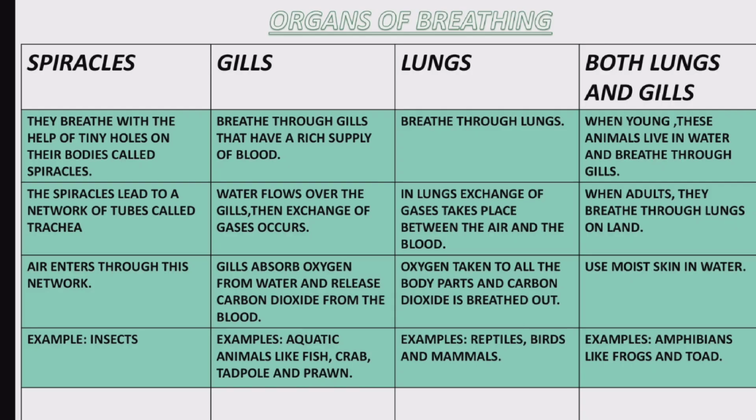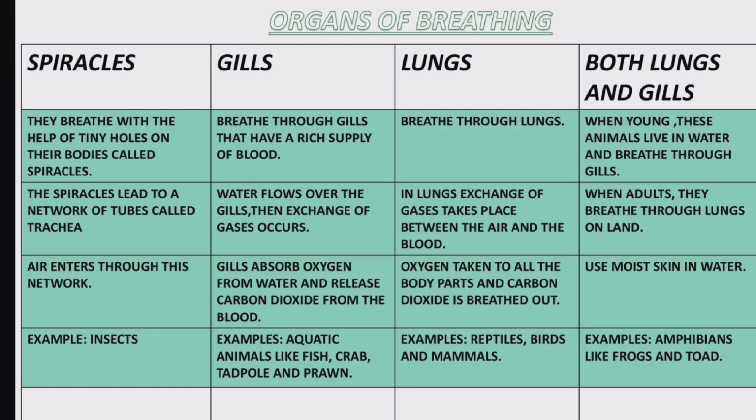Now, organs of breathing. I have divided the organs of breathing into four categories: one, spiracles; two, gills; three, lungs; and fourth, both lungs and gills. Insects use spiracles that consist of tiny holes. Air enters through this network, and fish, crab, tadpole, and prawn use gills, and through gills exchange of gases occurs.